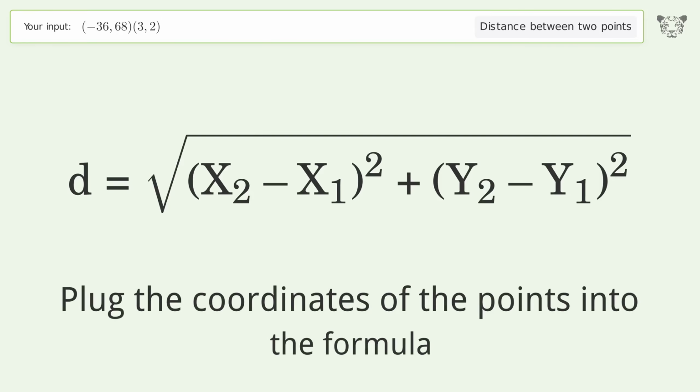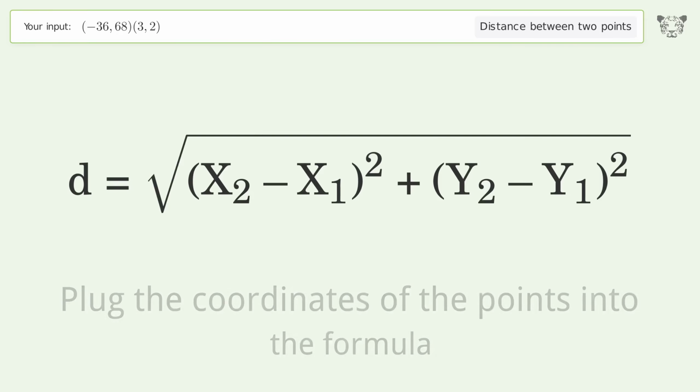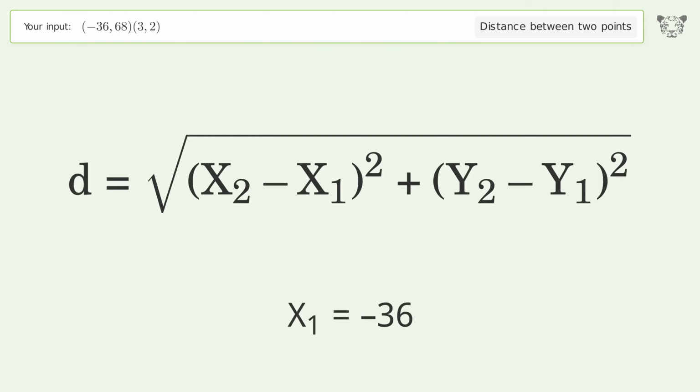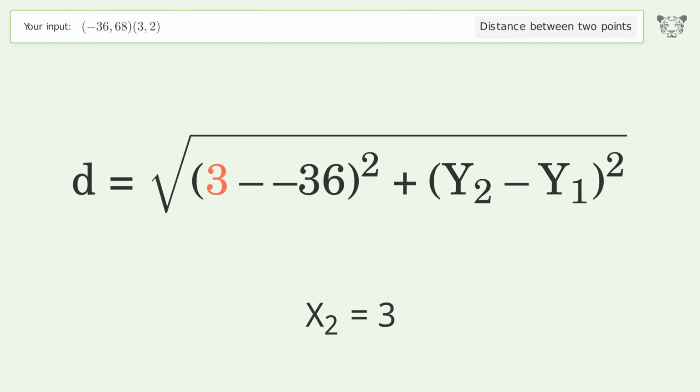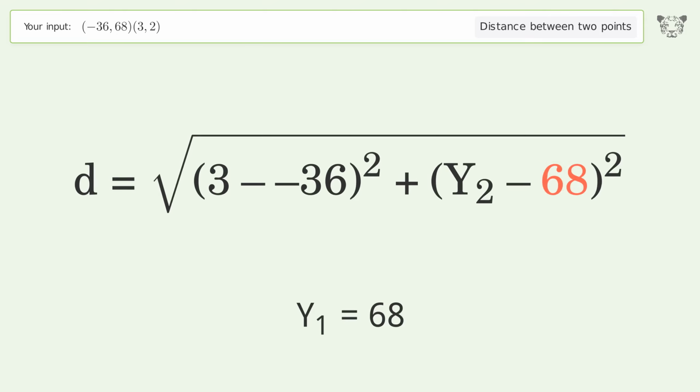Plug the coordinates of the points into the formula. x1 equals -36. x2 equals 3. y1 equals 68. y2 equals 2.